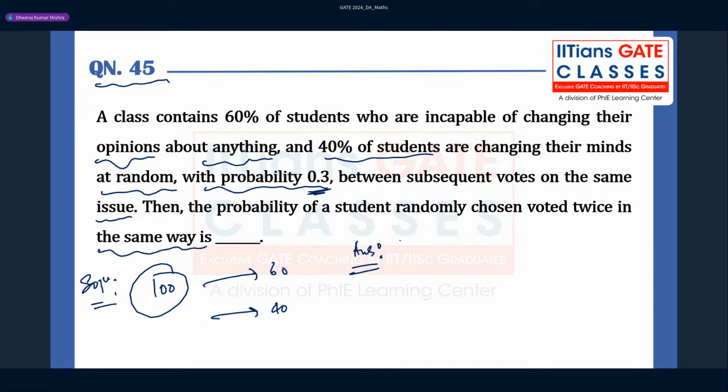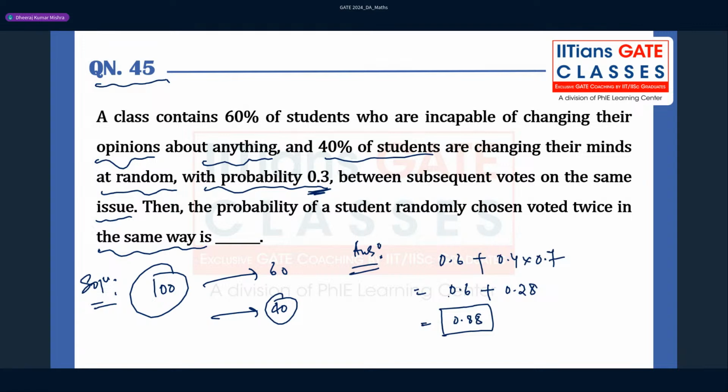So you take 0.6 as a probability, that is, 60% of students are incapable of changing, so 0.6, plus there are 40%, which is nothing but 0.4, into 0.7. Understood? So if you solve this, 0.6 plus 0.28, right? So what is this? 0.88. Understood? 0.88.